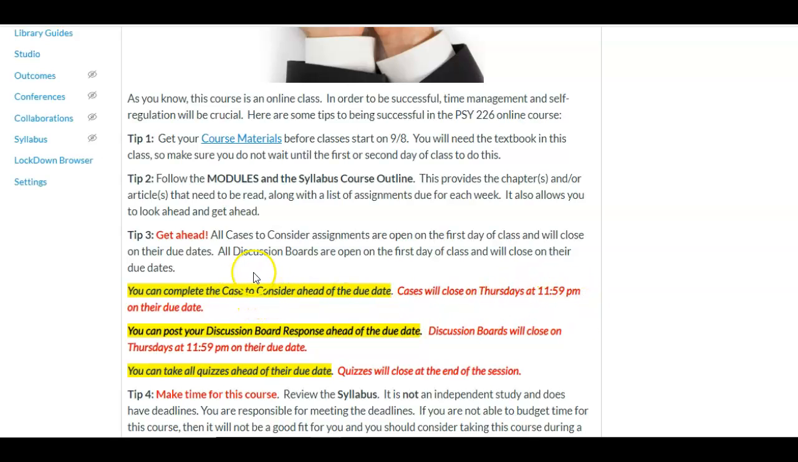So cases, you can get ahead. Discussion boards, you can get ahead. Quizzes, you can get ahead, or you can wait until the end of the session. For all those other assignments, for the research worksheet, for the paper, you can get ahead. You do not have to wait until Thursday at 11:59.